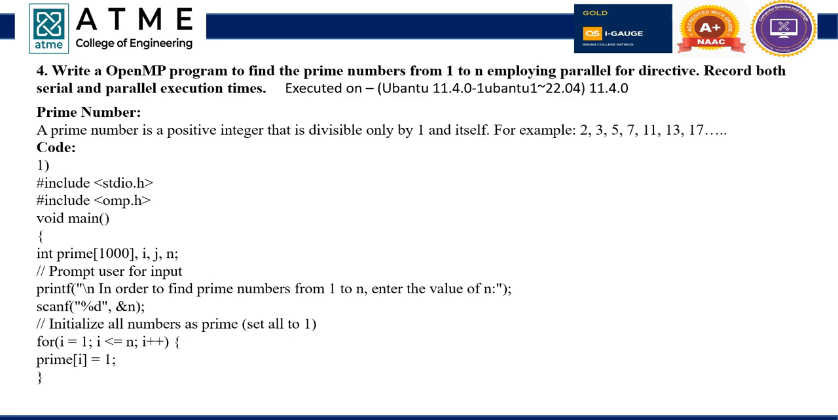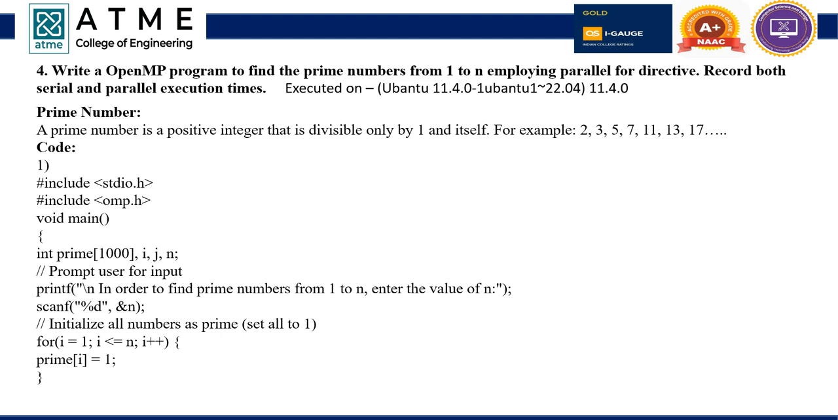And what is a prime number? A prime number is a positive integer that is divisible by only 1 and itself. For example, 2 is divisible by 2 only, and 3 is divisible by 3 and 1, and 5, 7, 11, and so it goes on. Now let us see the code for this prime number.